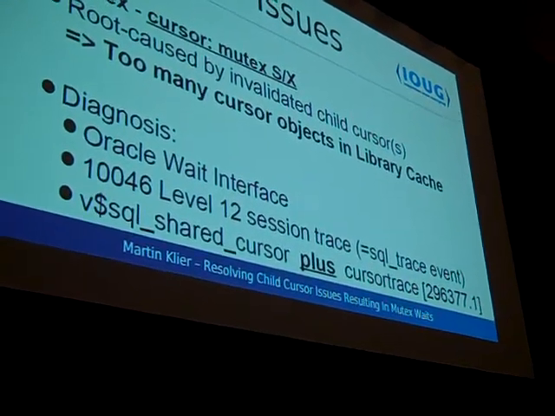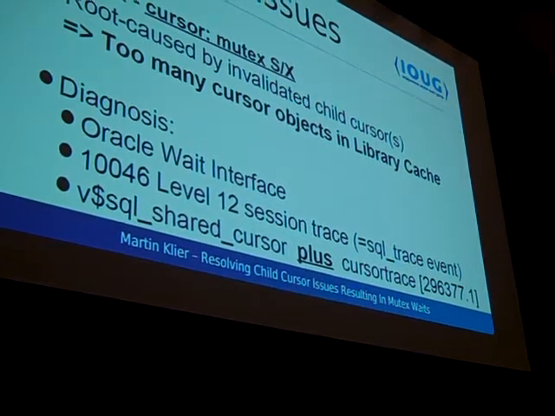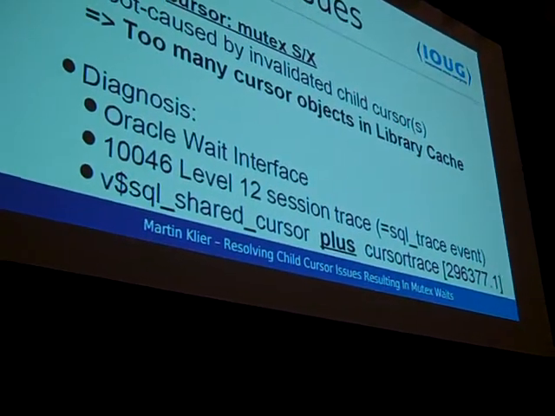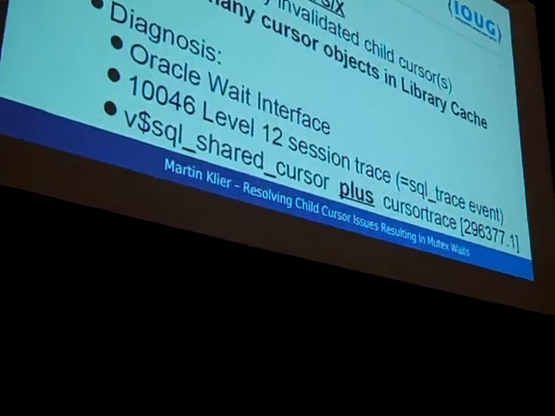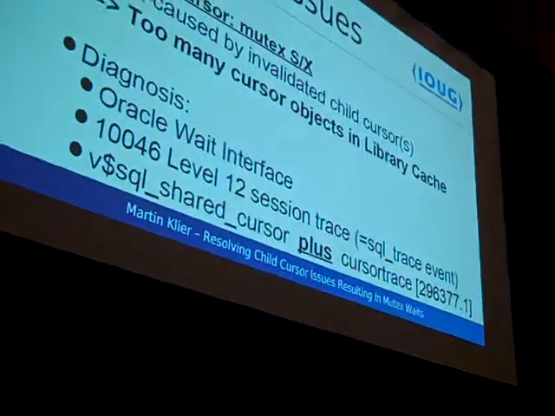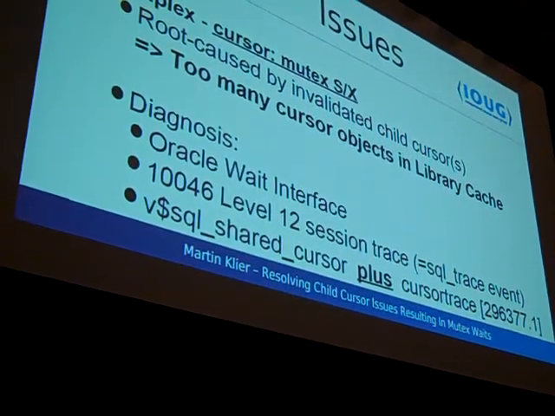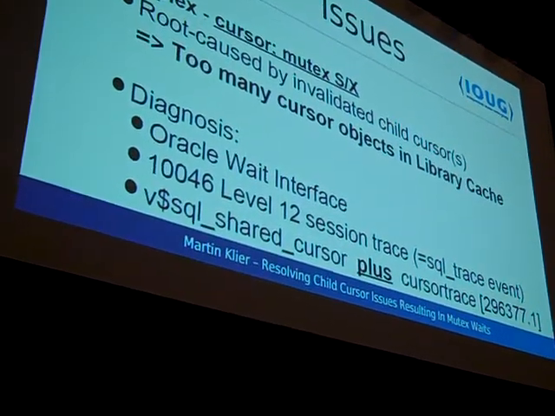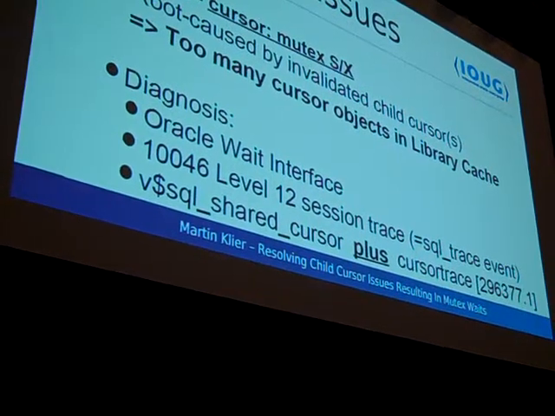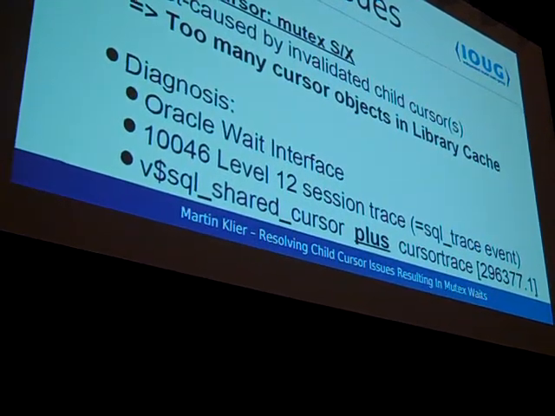As a result, you will end up with too many cursor objects in the library cache. If you're frequently invalidating, the list grows and grows and grows. Again, the diagnosis will be the Oracle wait interface. For the first glance, it's your first chance to see what's going on.